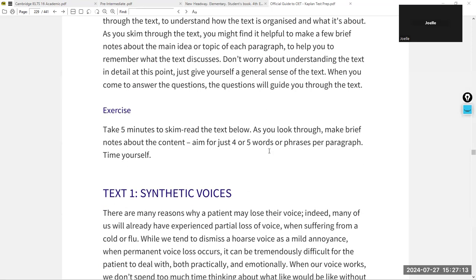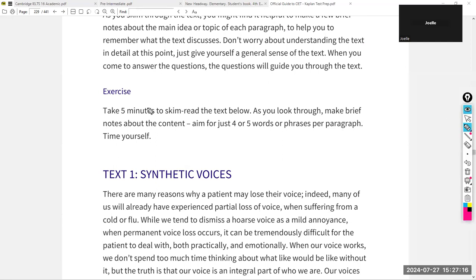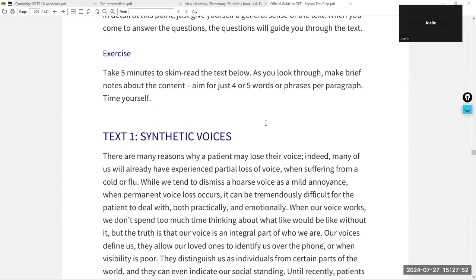Now I think it's time to exercise. Let's take 5 minutes to skim the text below fast. As you look through, make brief notes as much as you can about the context or the information. Aim for 4 or 5 words or phrases per paragraph. This is taking notes. I'm not going to write complete sentences, because in this way I will lose my time, and it's really important to know how to time myself, because I need every single minute.